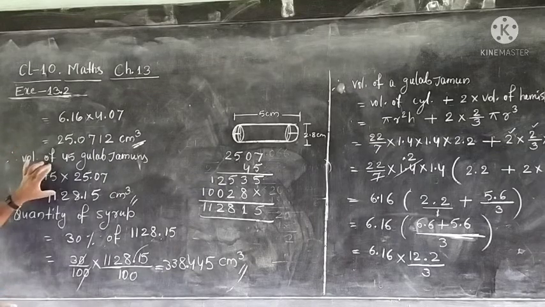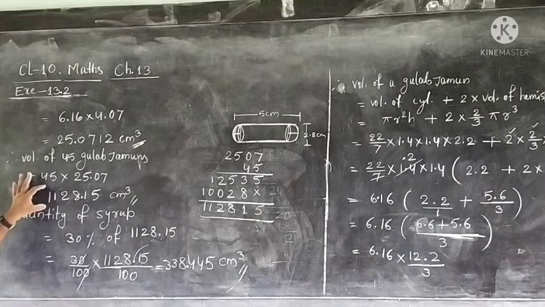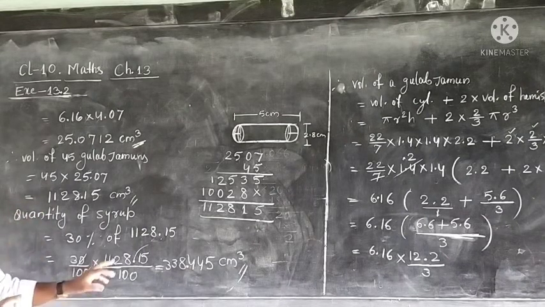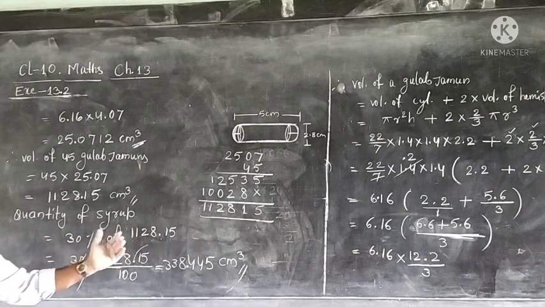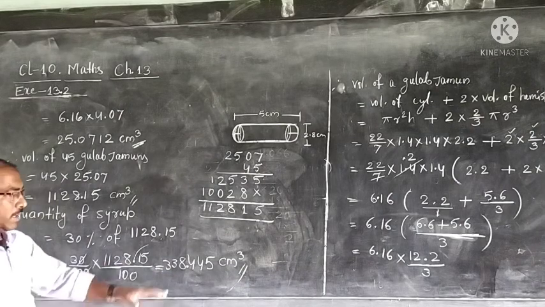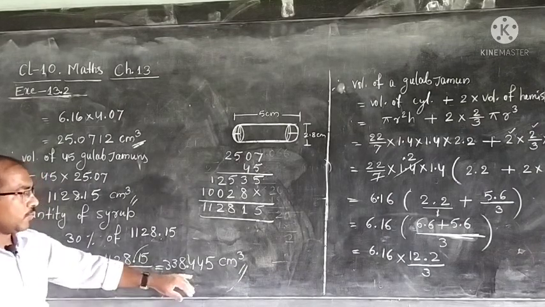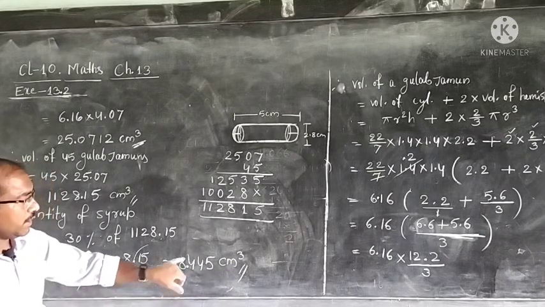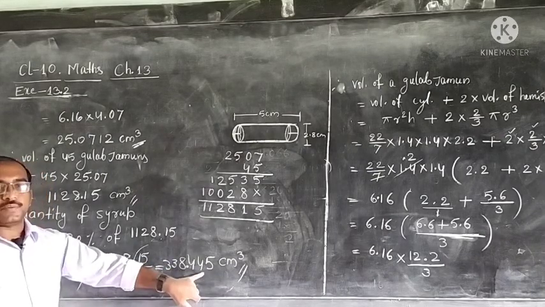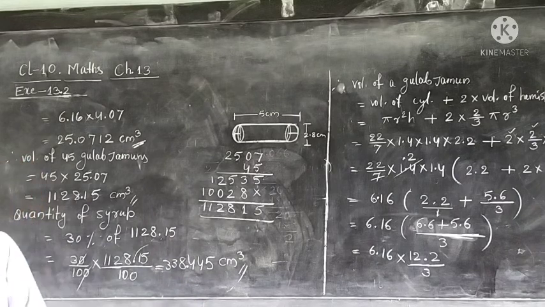So, we multiplied by 45, we found the total volume of 45 gulab jamun, and the question says 30% of the volume is the volume of syrup. So, we calculated 30% of the volume of gulab jamun, and we got the volume of syrup. We can leave it here itself, or we can write the volume of syrup in the gulab jamun is 338.45, or we leave it here also, it is correct.